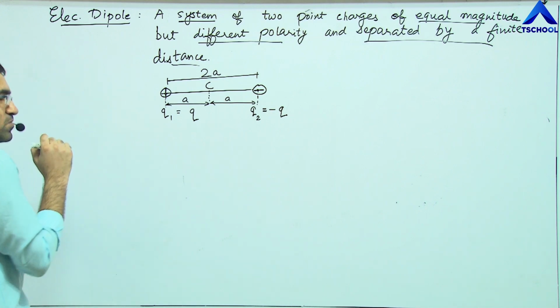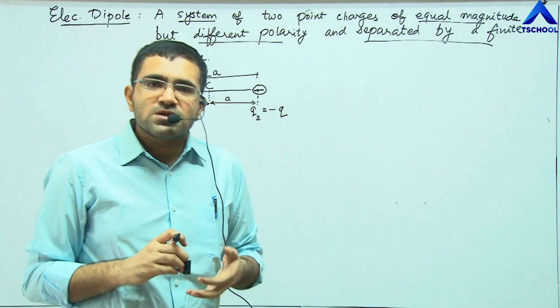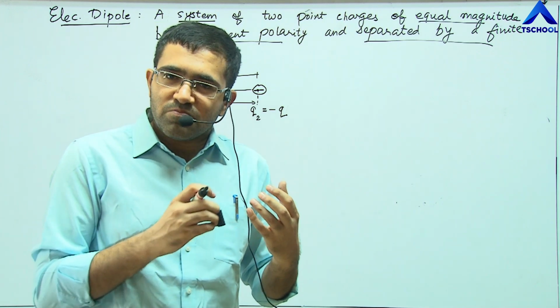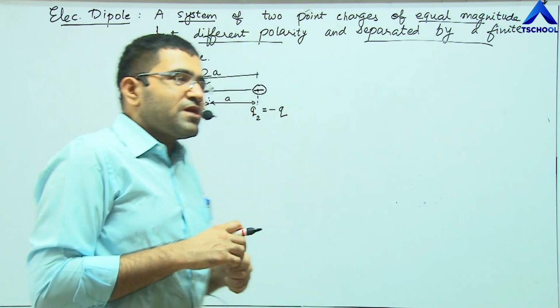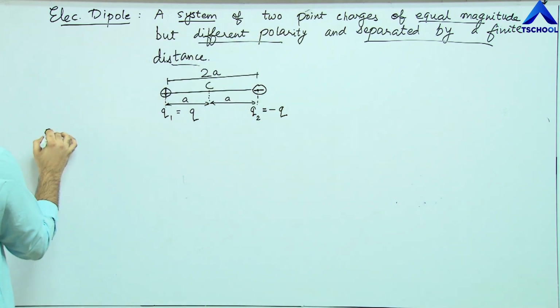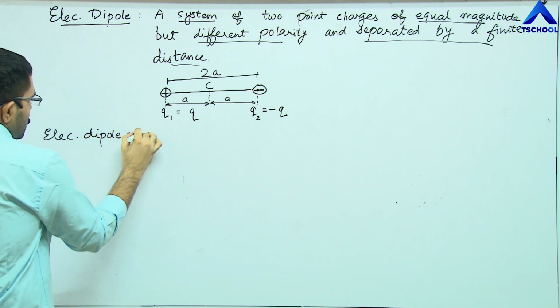Now we're going to talk about one more definition, which is regarding a property or a characteristic of electric dipole, and that characteristic is called electric dipole moment.